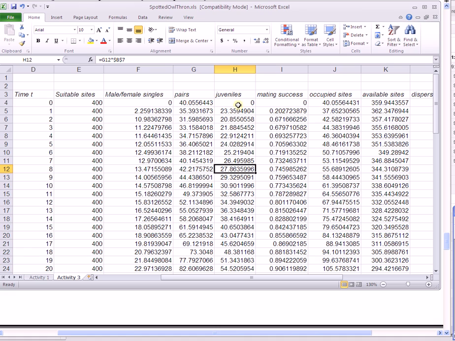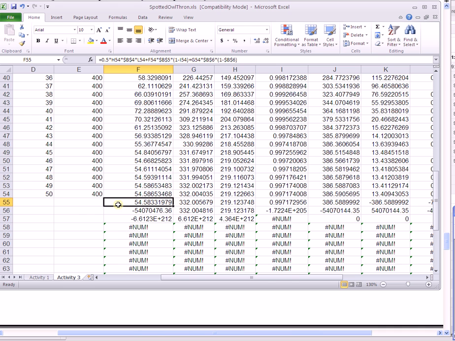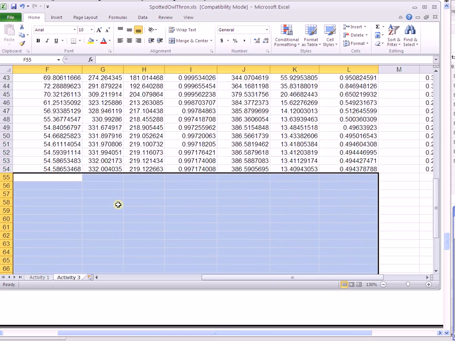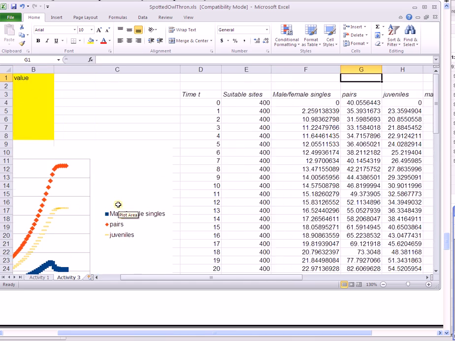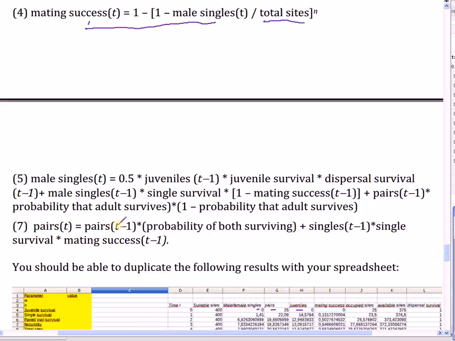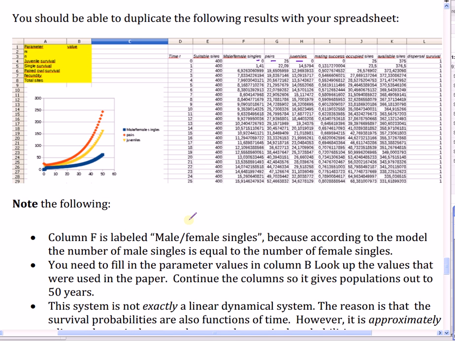Create the first two lines of the table, fill down, and you can create the rest of the lines necessary. Now this part I need to erase because it went too far, so I'm just going to select this part and erase it. So that's how you create the table: create the formulas for the first two lines, and then continue. Let's look at the other problems you have to do. Now notice column F is labeled male, female singles. This is actually equal to the number of male singles and the number of female singles, because the two are equal.